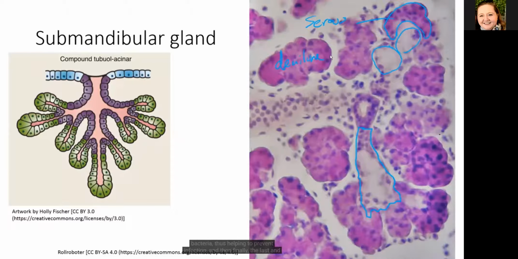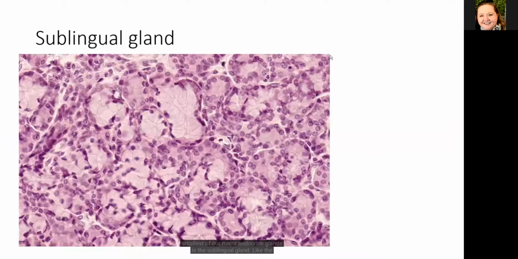And then finally, the last and smallest of our major salivary glands is the sublingual gland. Like the submandibular gland, it is a branched tubuloacinar gland, so at the macroscopic level, it's going to have a very similar structure. However, as you look at this micrograph, you can see that it's dominated by mucus-secreting cells. So these kind of columnar cells, you can actually see the outlines between them. Right there, you can see the cell membranes.